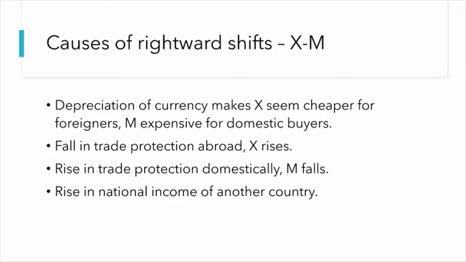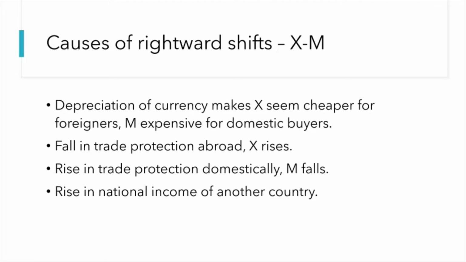Trade protection are policies to limit imports in a country. If trade protection domestically increases, then imports will fall, so net exports rise. Also, if trade protection abroad decreases, then exports will increase and X minus M rises.